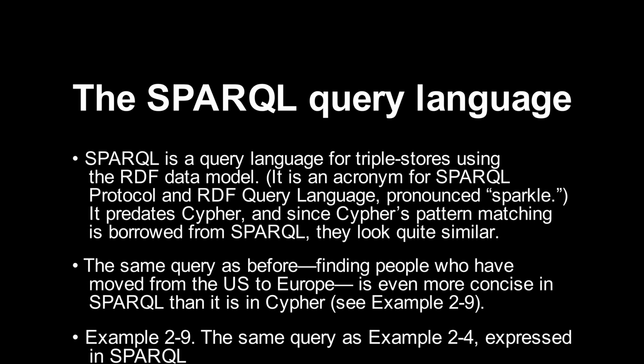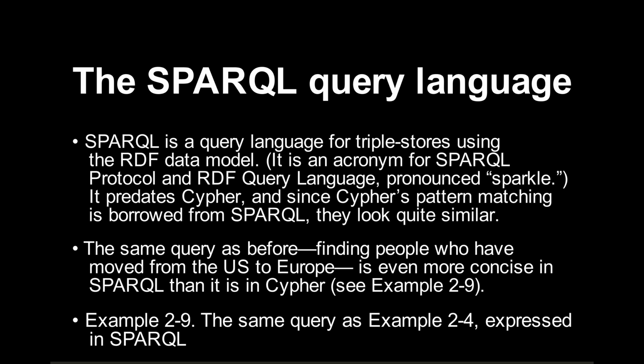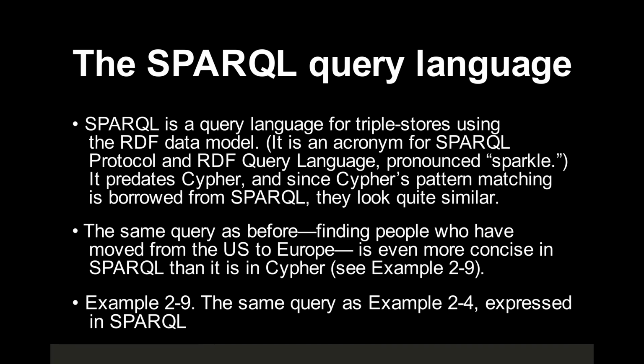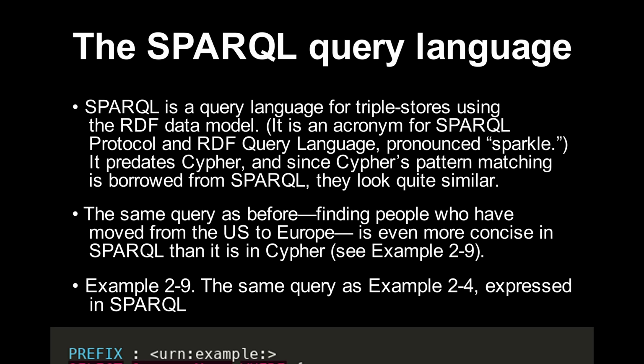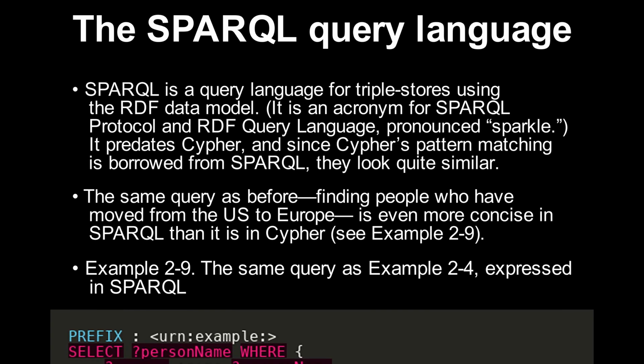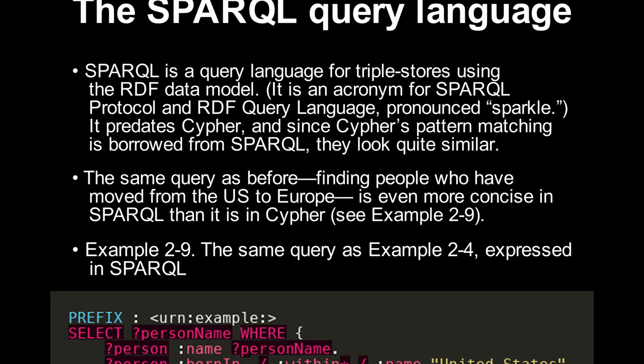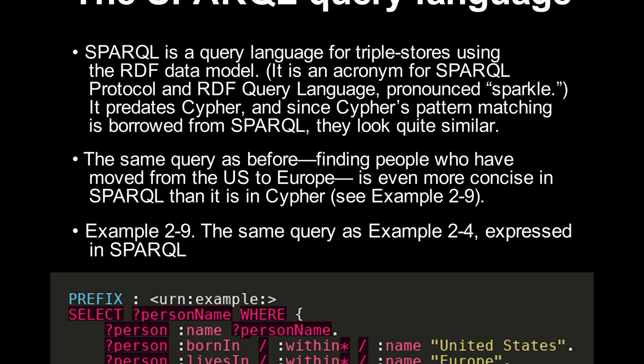The same query as before: finding people who have moved from the US to Europe is even more concise in SPARQL than it is in Cypher. See Example 2-9. Example 2-9. The same query as Example 2-4, expressed in SPARQL.